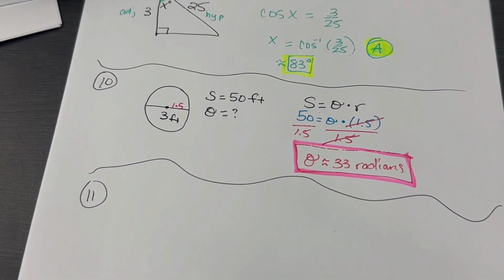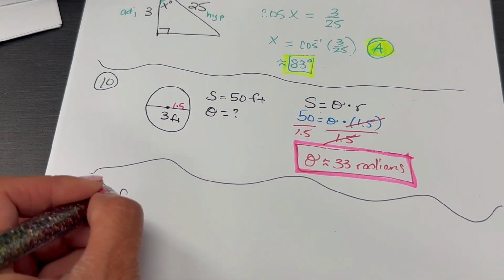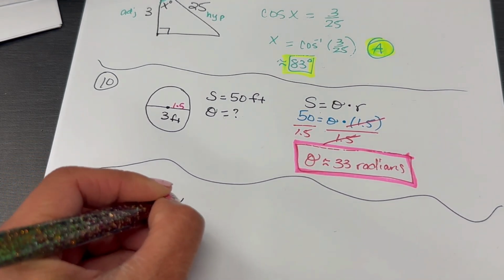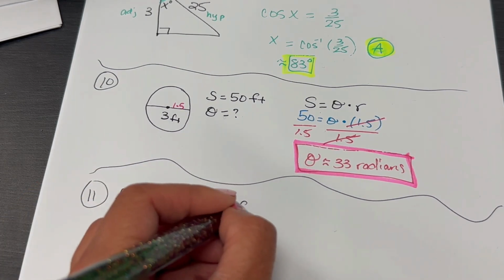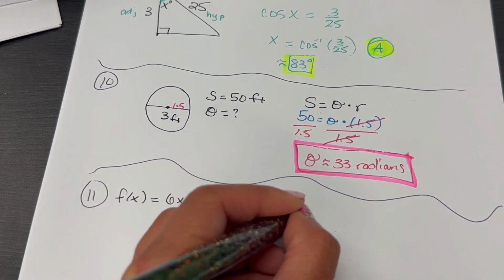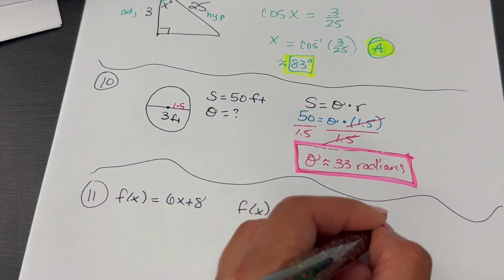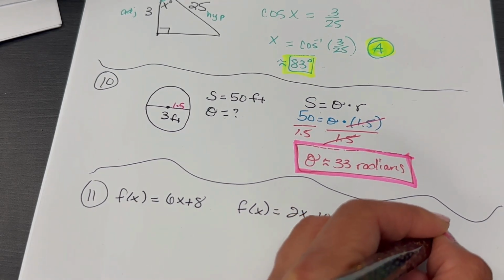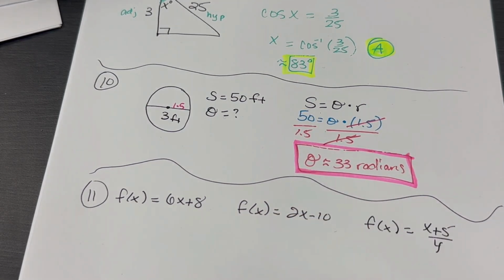Number 11, it's a matching one where you have to match the inverses. So you would have to show your work, 6x plus 8, there's 1. There's only 3 of them here. 2x minus 10. I'm just copying them down. And we're gonna Freaky Friday.